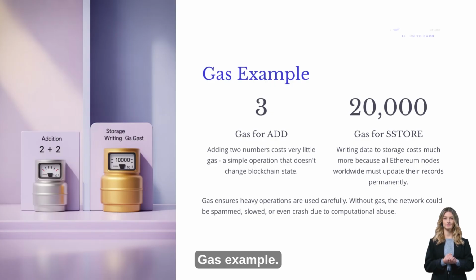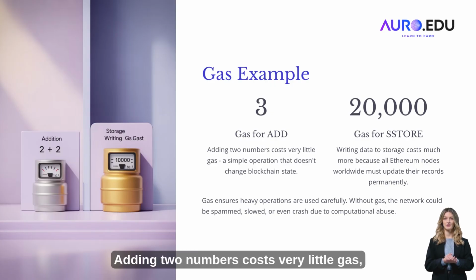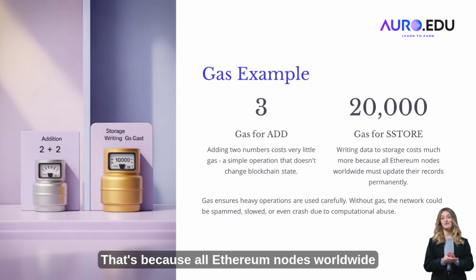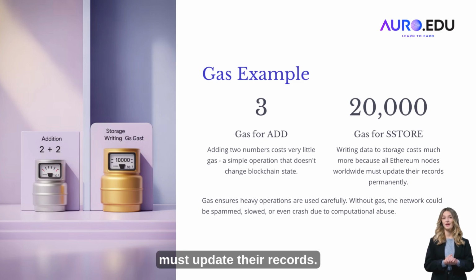Gas example. Adding two numbers costs very little gas, but writing data to storage costs much more. That's because all Ethereum nodes worldwide must update their records. Gas ensures heavy operations are used carefully. Without gas, the network could be spammed, slowed, or even crash.